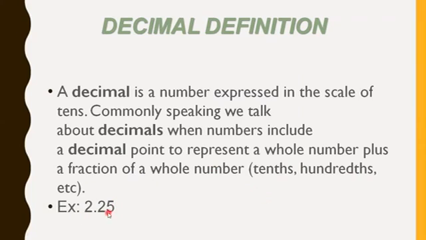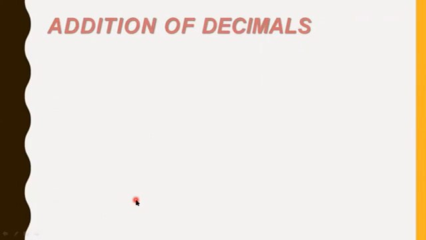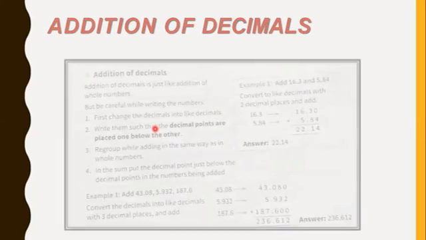Example 2.25. So this is a decimal form. Next, the same way we have learned addition, subtraction, multiplication and division in fractions, we are going to see them in decimals also. First, let us see the addition of decimals.